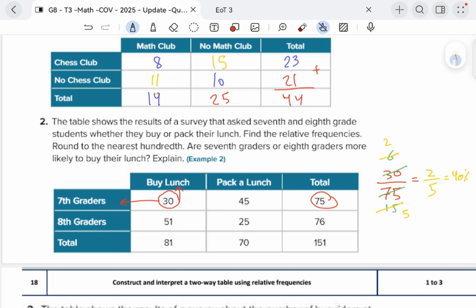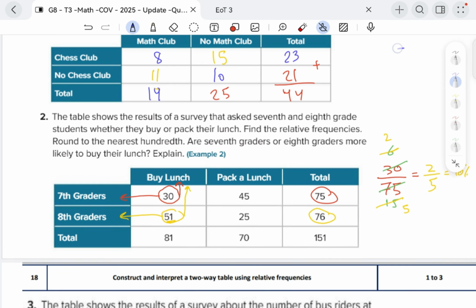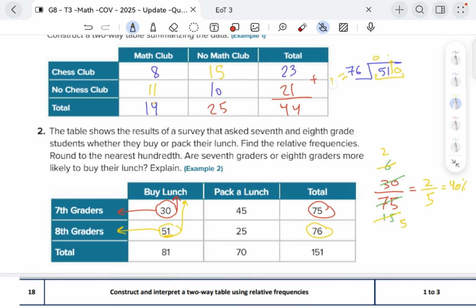Okay, now for the 8th grade, we have 51 students in the 8th grade who buy their lunches. 51 out of 76. I will do a long division. 51 divided by 76 is 0. We're going to put a decimal point, raise it up, add a 0. 510 divided by 76. If we round this number to 70, 6 times 7 is 42, and here we have 51. So let's try 6.